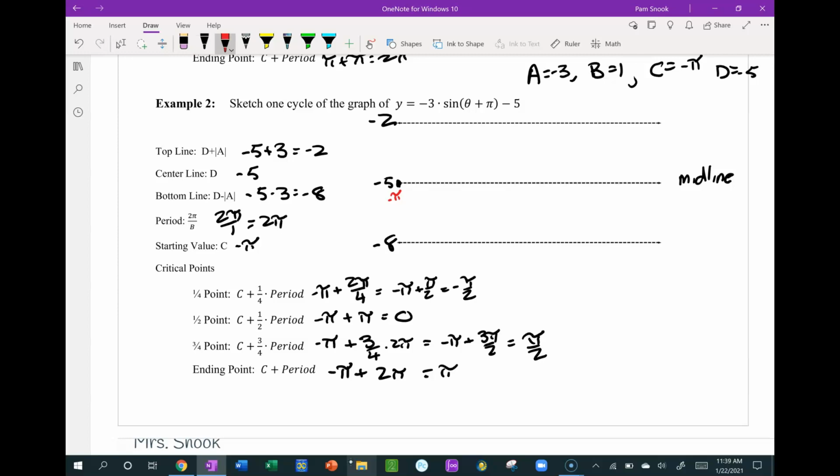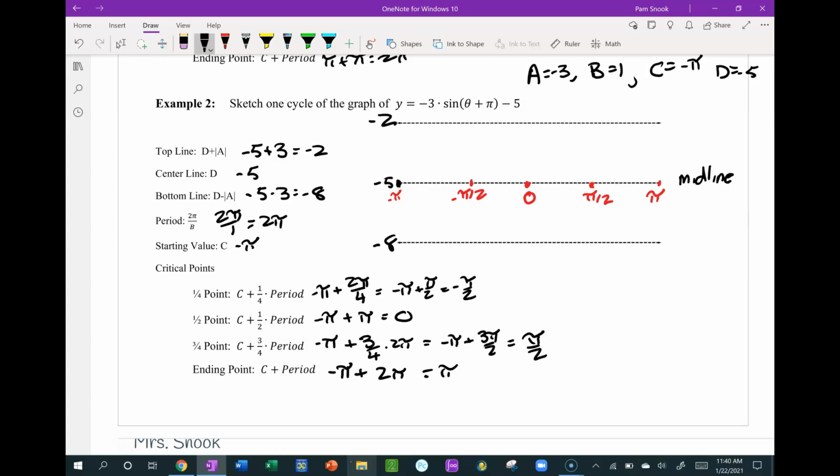So I'm going to come over here and I'm just going to use my midline as a place to label these. Halfway through, that's going to be 0. And then a quarter of the way, -pi over 2. And then over here is +pi over 2. So now I've got my graph sectioned and I am ready to sketch.